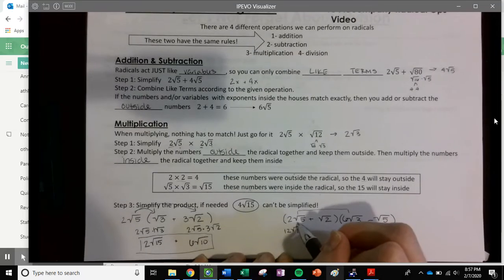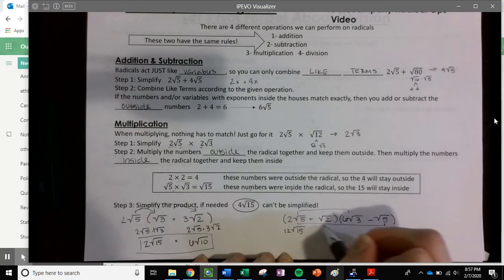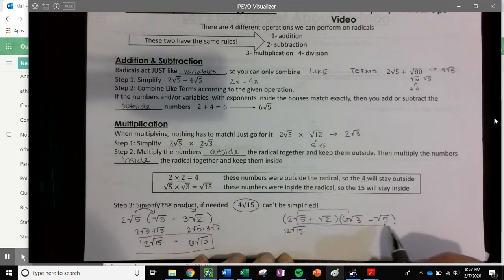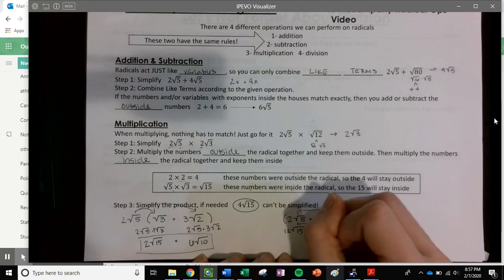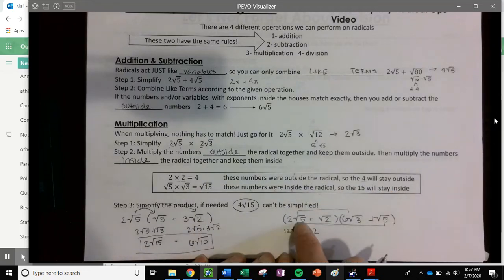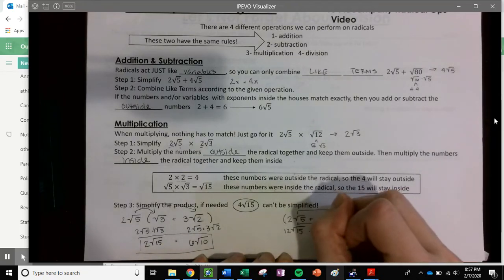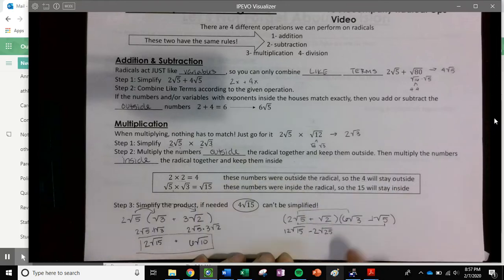All right, then we're going to do outies. Ooh, and this is where it's going to get interesting. 2 square root 5 times negative square root 5. 2 times negative 1 is negative 2. Square root 5 times square root 5 is the square root of 25. We're going to come back and simplify that because we know that's a perfect square.